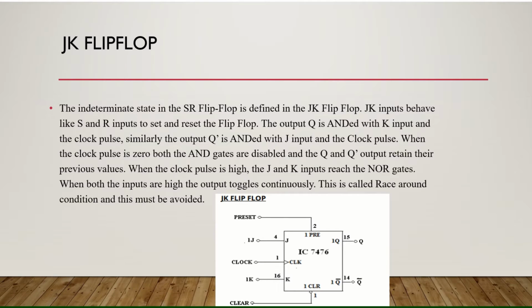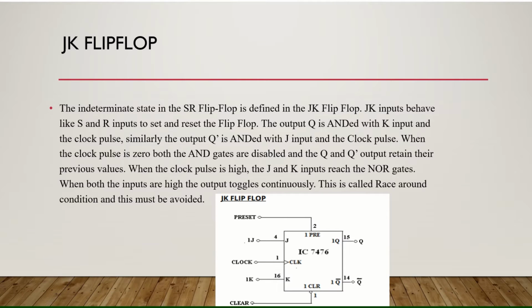Next, we'll see JK flip-flop. The indeterminate state in the SR flip-flop is defined in the JK flip-flop. J and K inputs behave like S and R inputs to set and reset the flip-flop. The output Q is ANDed with K input and the clock pulse. Similarly, the output Q' is ANDed with J input and the clock pulse.